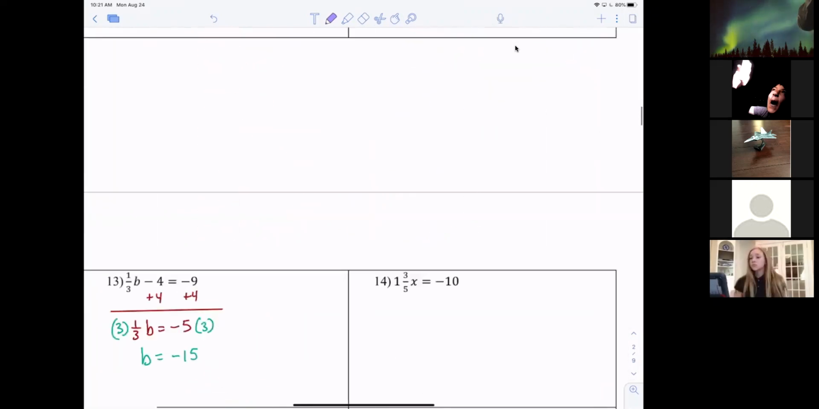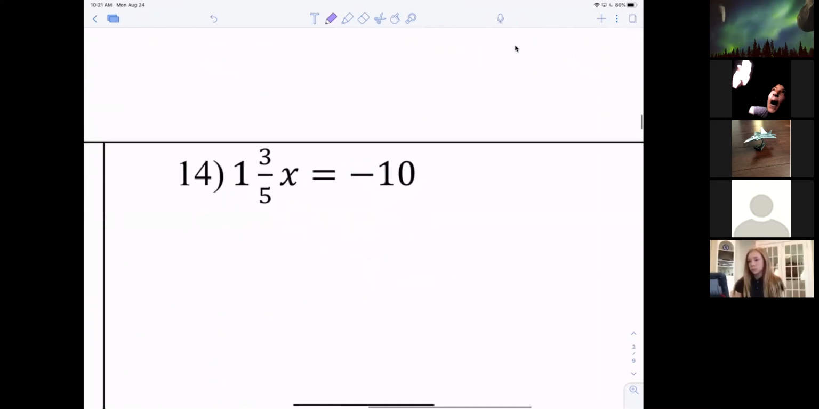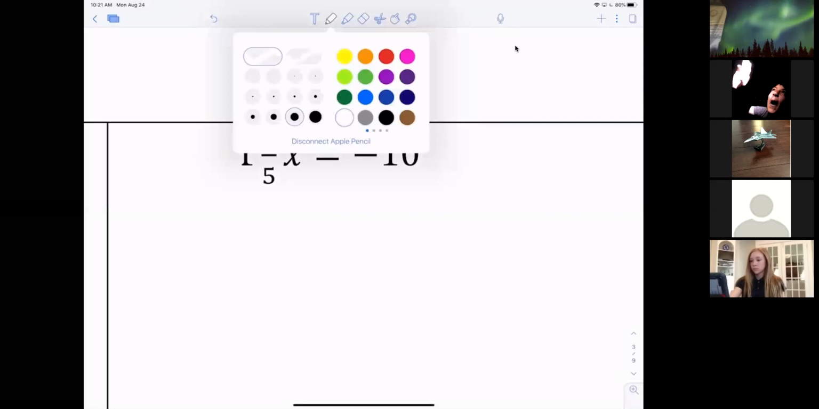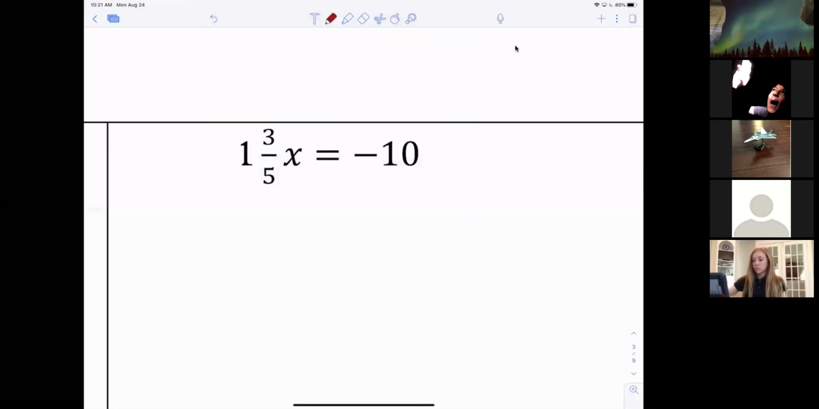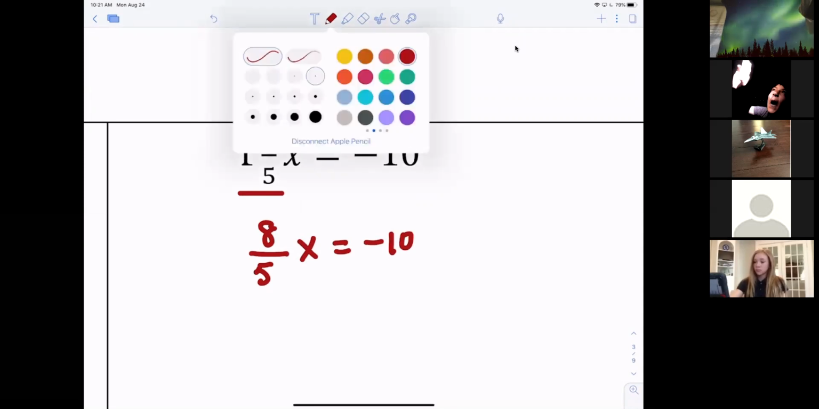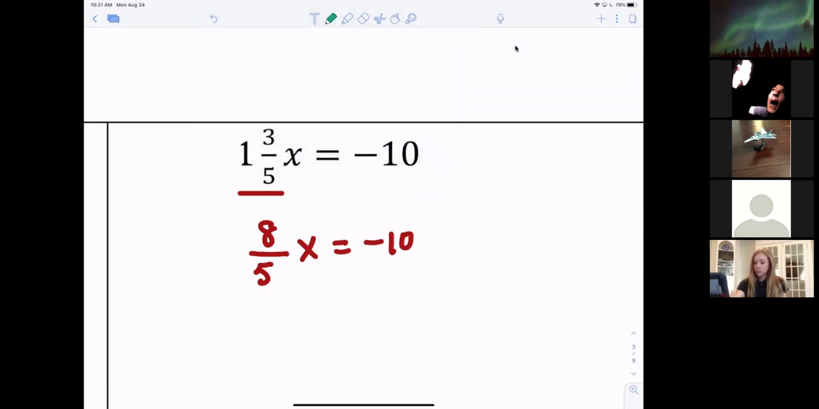14. All right, Weber, you're up. Now, first thing I'm going to do is get rid of this 14 here. The first thing is we do not like mixed fractions. So you have to change it first to what? Exactly. 8 over 5x is equal to negative 10. Now what do I do? Multiply by the reciprocal, which is what?